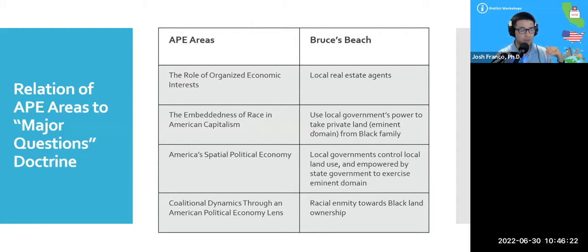And so some examples would come up, like what we call Black Wall Street in Tulsa, and in the Deep South and parts of New York, and basically everywhere in the country. African Americans have been building a community, building wealth, and we've seen these coalitions that are racist towards African Americans use whatever power they had, in this case at the local level, to deny the wealth building that comes with land ownership. So this is the relation of Bruce's Beach to these four different areas.